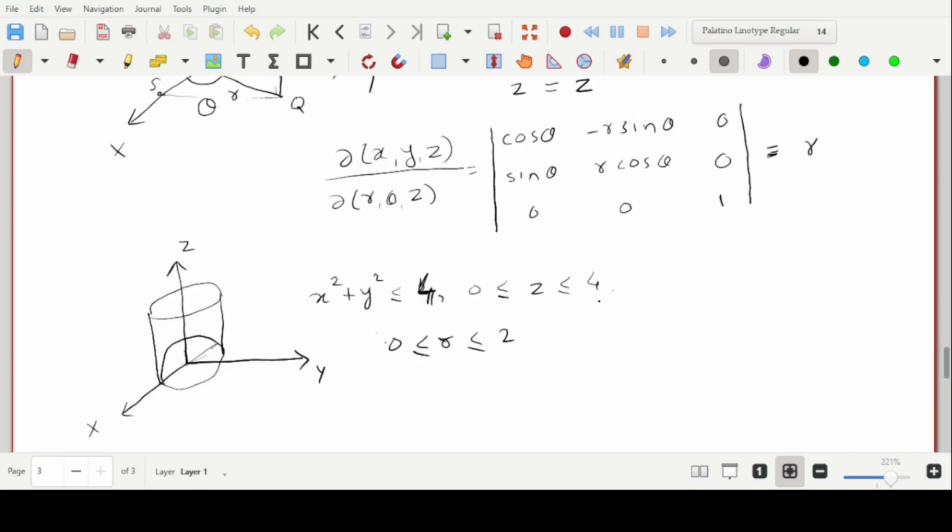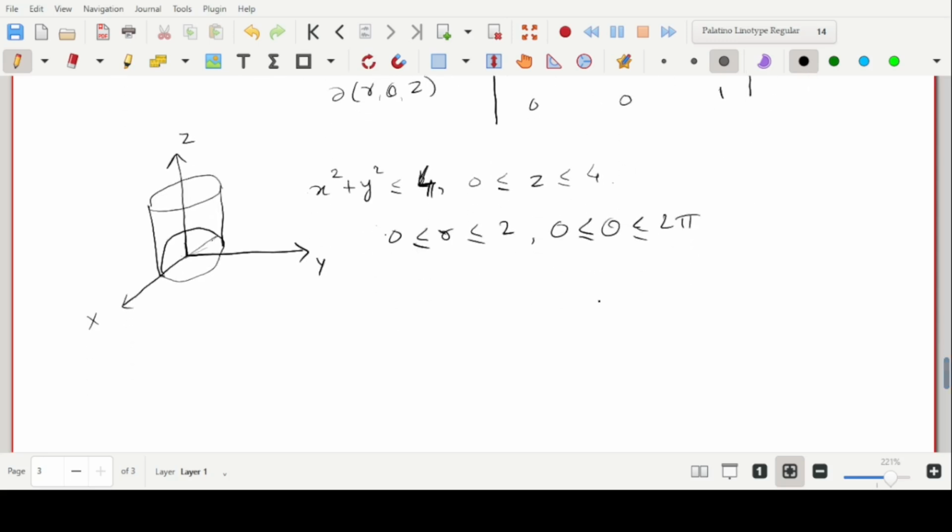Theta is the angle that this arm makes with the positive x-axis, and since we are taking the whole disk, theta will vary from 0 to 2 pi, and z will vary from 0 to 4. And now since we are trying to compute the volume of this cylinder, let this cylinder be C, we shall integrate the function 1, and that will give us the volume.